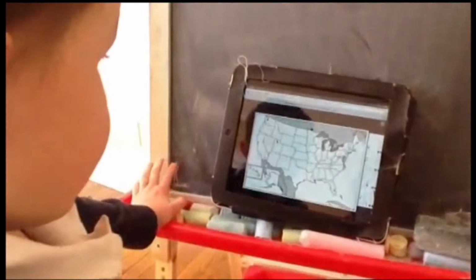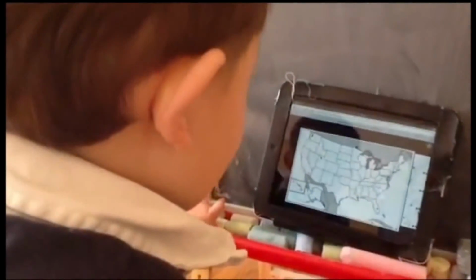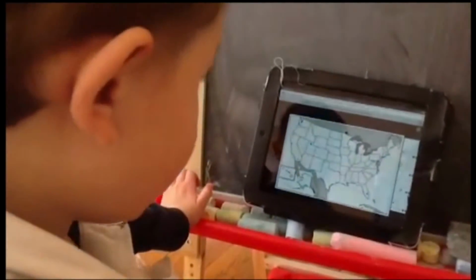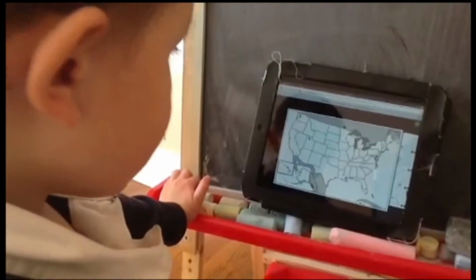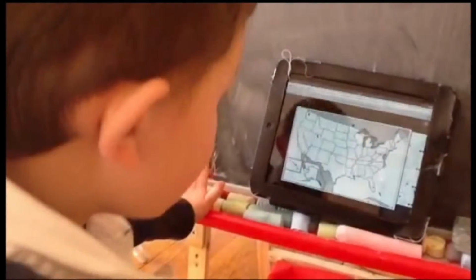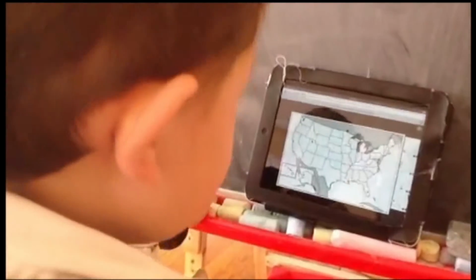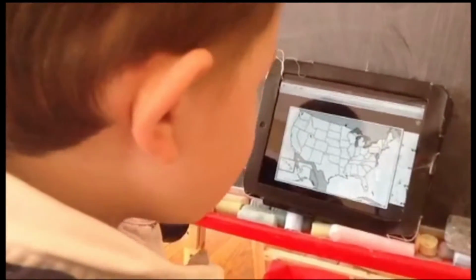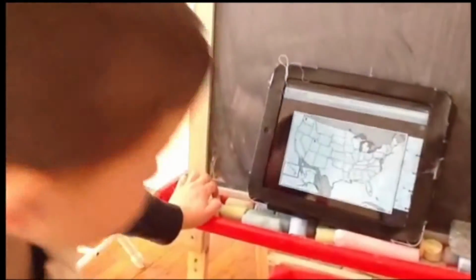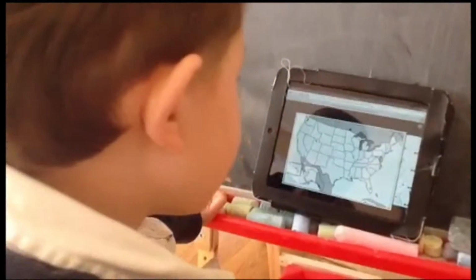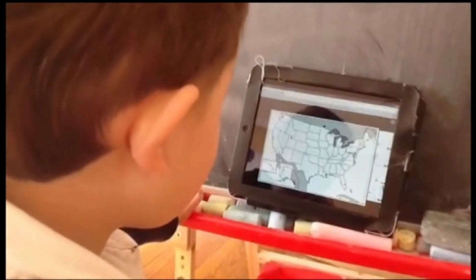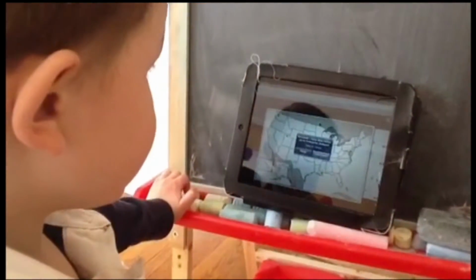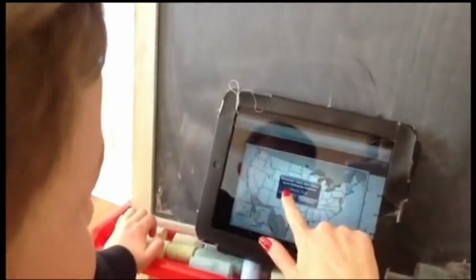Yes. Maine, New Hampshire, Georgia, South Carolina, North Carolina, Virginia, Maryland, Delaware, New Jersey, Pennsylvania, New York, Connecticut, Rhode Island, Massachusetts, Vermont, New Hampshire, and Maine. Good.